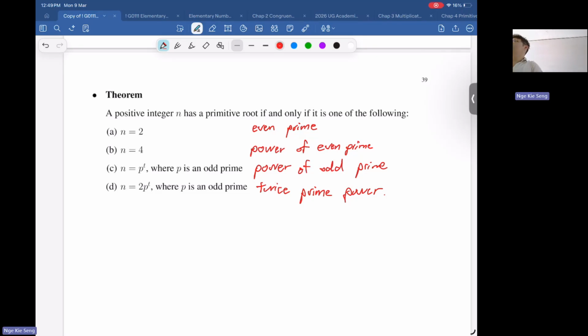Any question before we finish? Yeah, kind of restrictive. Only 2, p to the k, and then 2 times p to the k. You can find this kind of primitive root phenomenon.